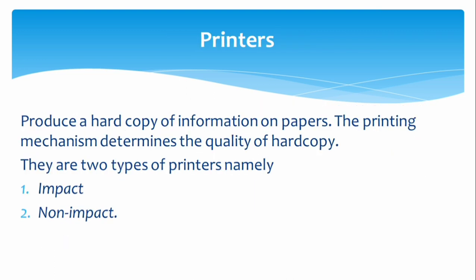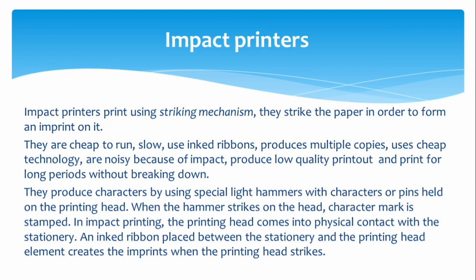For printers, we have two types of printers for printing hard copies: impact and non-impact printers. Impact printers use a striking mechanism, so they are kind of noisy. The printout may not be very good quality, but it's able to print in bulk. Though it's noisy, it's a very reliable way of printing multiple copies of posters, flyers or magazines in large quantities. The hammer strikes on the character, and the mark is placed on the paper.